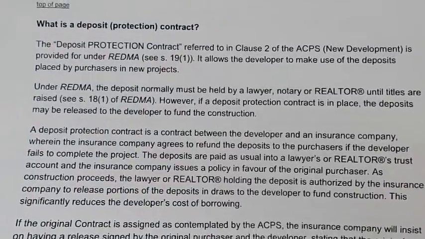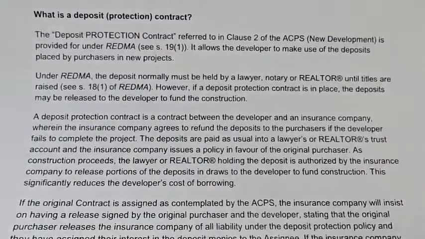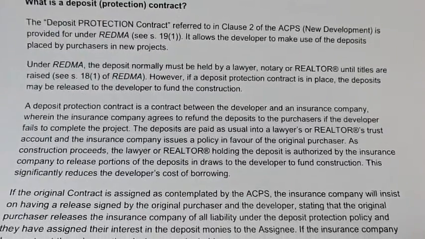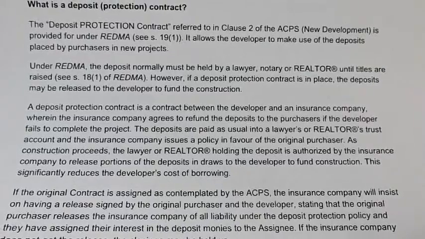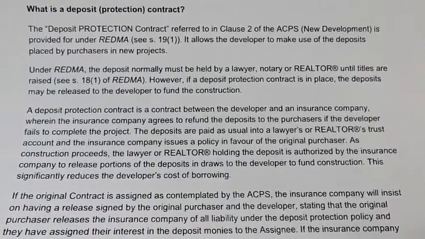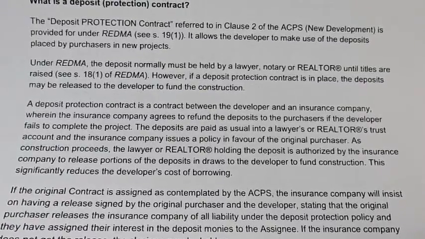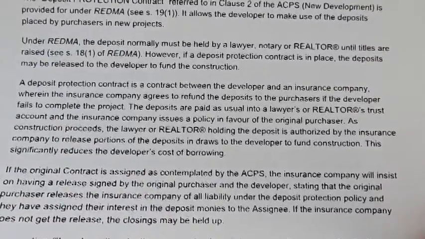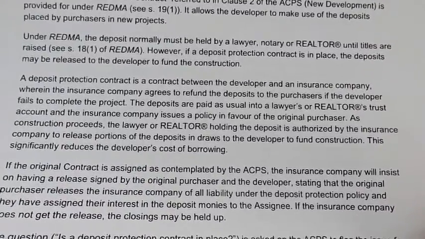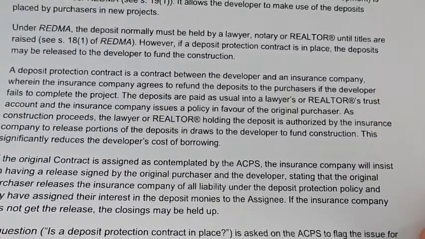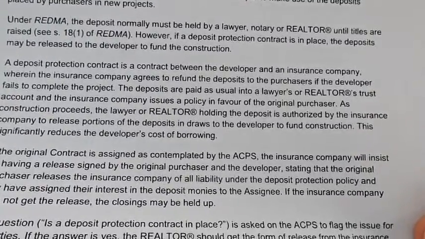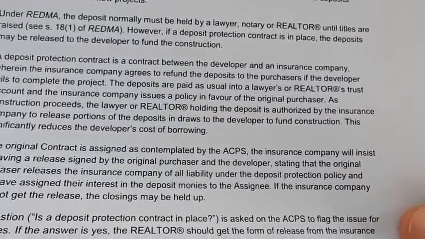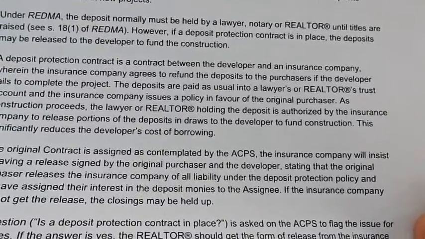What is a deposit protection contract? The deposit protection contract, referred to in Clause 2 of the ACPS new development, is provided for under REDMA. See Section 19.1. It allows the developer to make use of the deposits placed by purchasers in new projects. Under REDMA, the deposit normally must be held by a lawyer, notary, or realtor until titles are raised. See Section 18.1 of REDMA. However, if a deposit protection contract is in place, the deposits may be released to the developer to fund the construction.